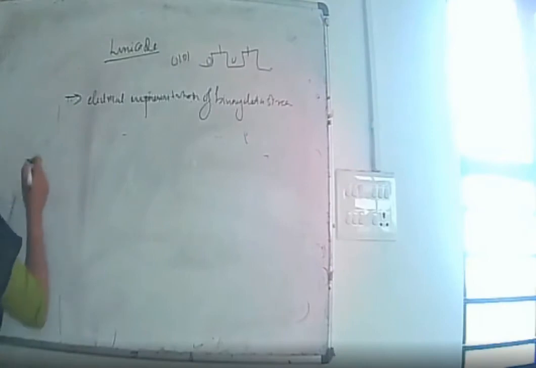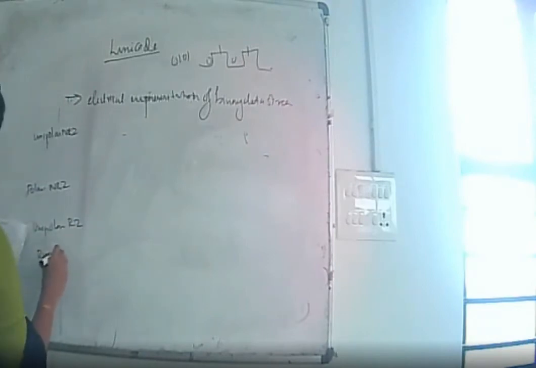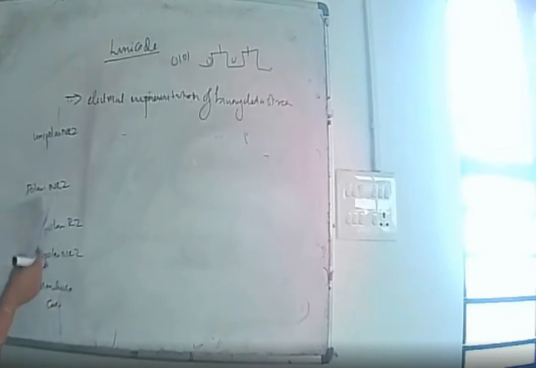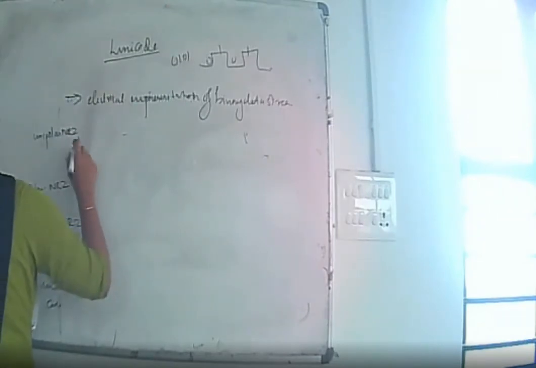We have 4 or 5 types of line codes. One is unipolar non-return to 0. Then we have polar non-return to 0. Then we have unipolar return to 0. Then we have bipolar non-return to 0. Then we have Manchester code. These are the 5 line codes we have. In unipolar, we have 2 values, either 0 or 1, that is 0 or a voltage level.